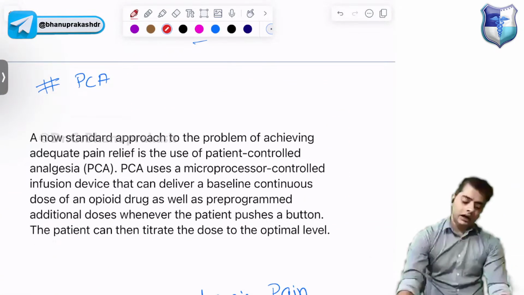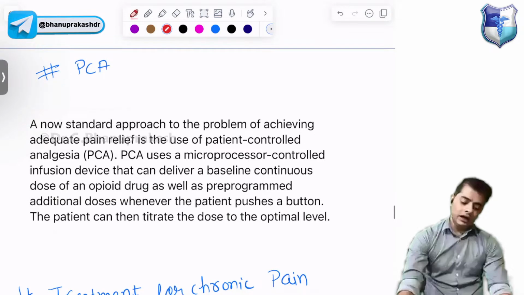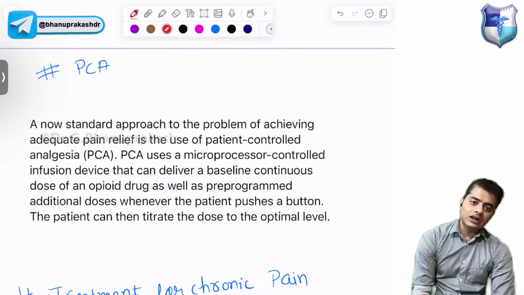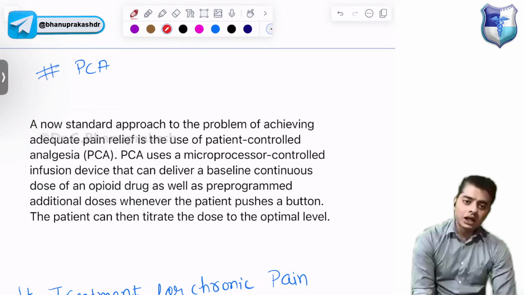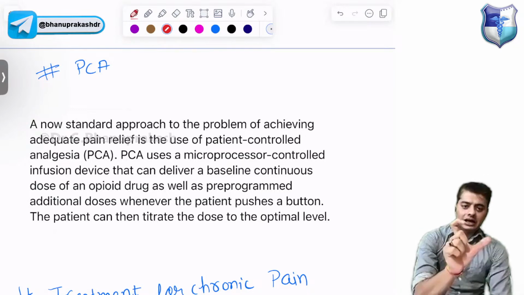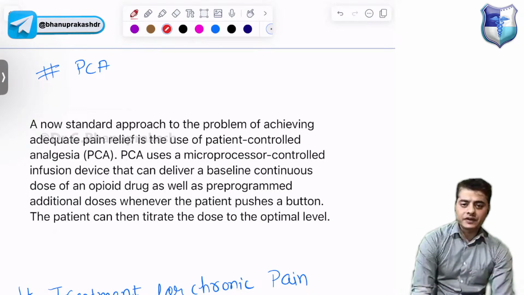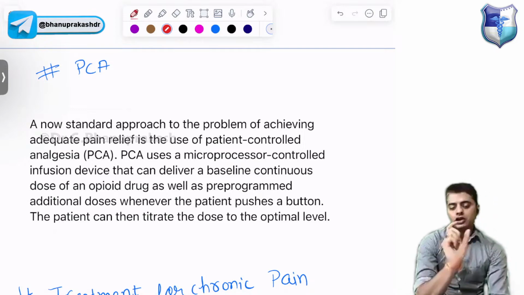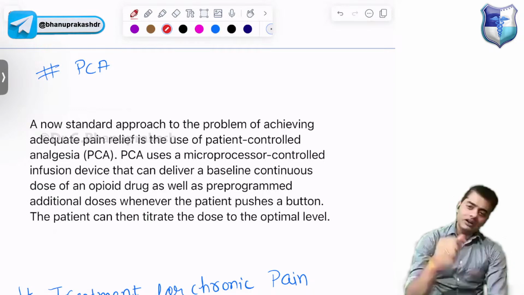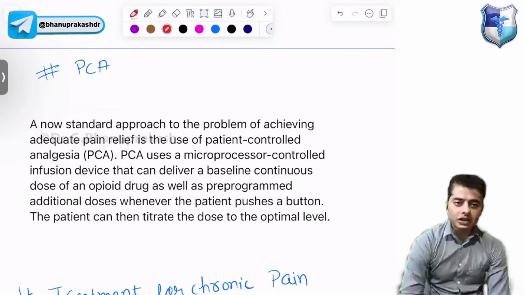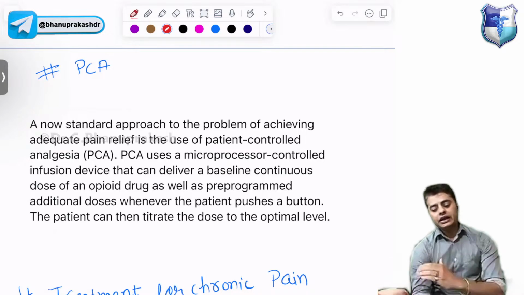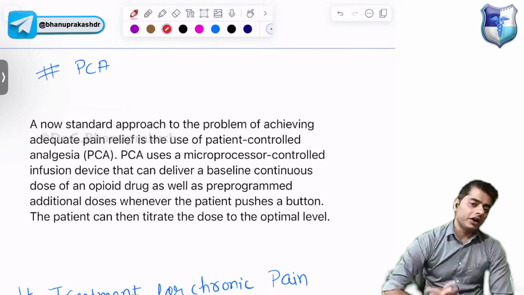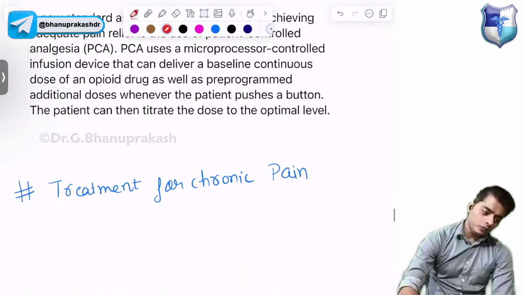Now, there's another thing that is used for this kind of patient, PCA, patient controlled analgesia. It has a microprocessor and a controlled infusion device, which delivers a continuous dose of an opioid drug as well as pre-programmed additional doses. Whenever the patient pushes a button, the drug will be delivered. So it maintains an optimal level. Here, opioid toxicity can be avoided by prescribing the patient PCA.